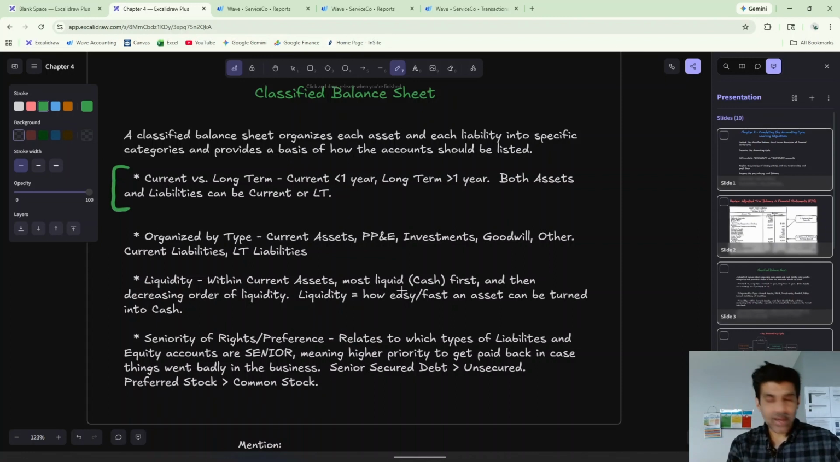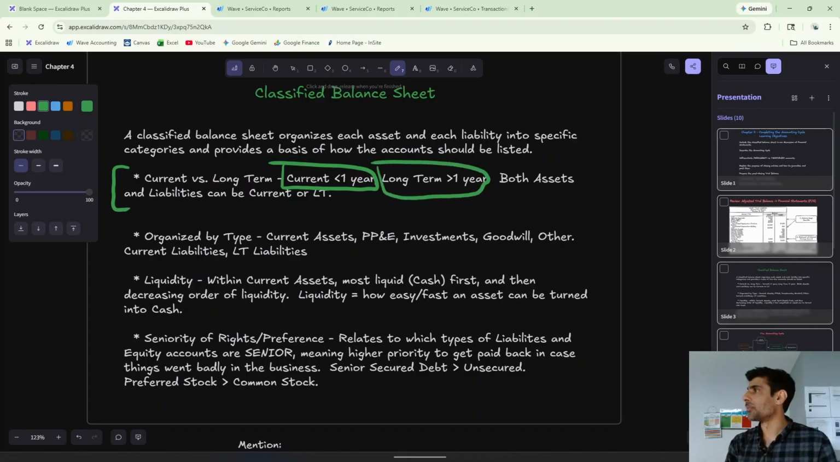Any asset that you're going to benefit from in the next year or sooner is going to be a current asset. Any liability that you're paying off within a year is also a current liability. Anything that's over a year, either one of those, is going to be long term. So 1 year is the cutoff.